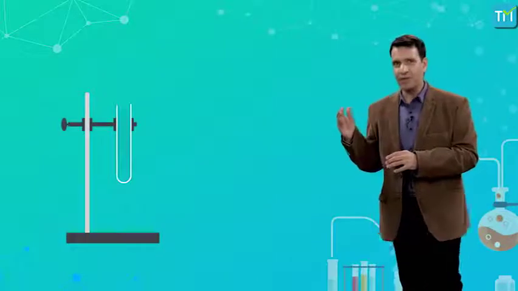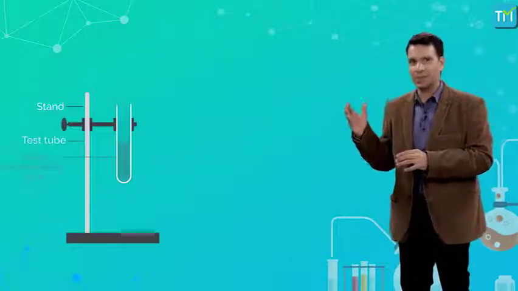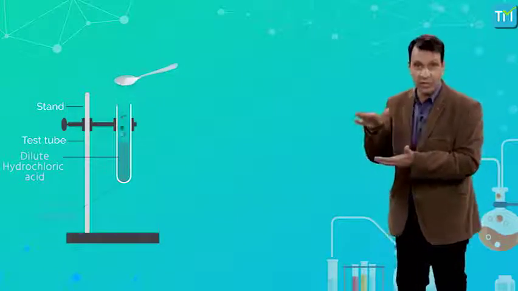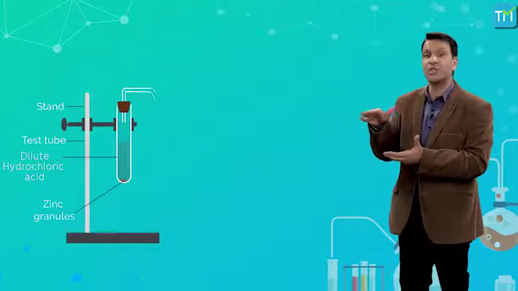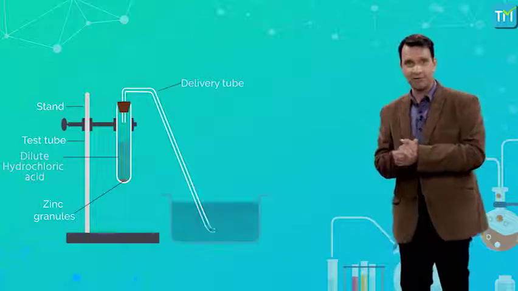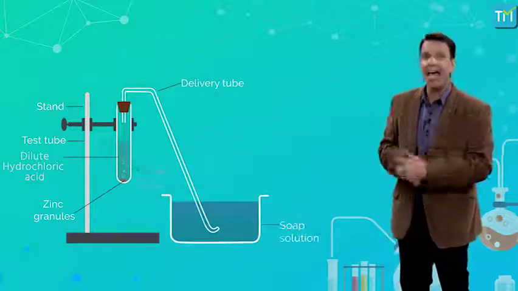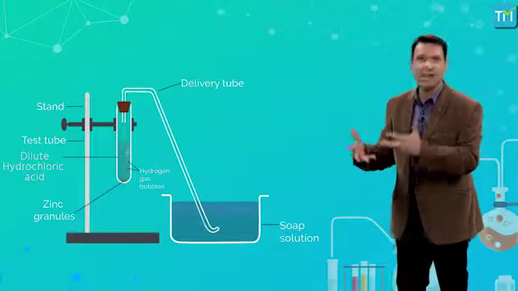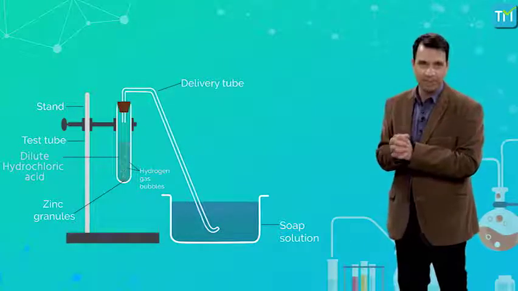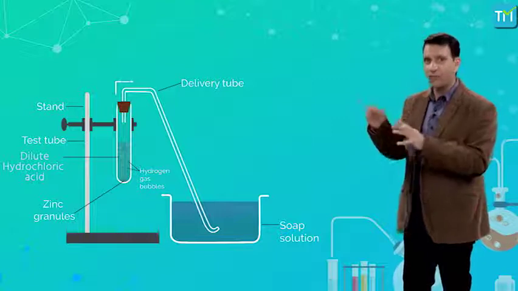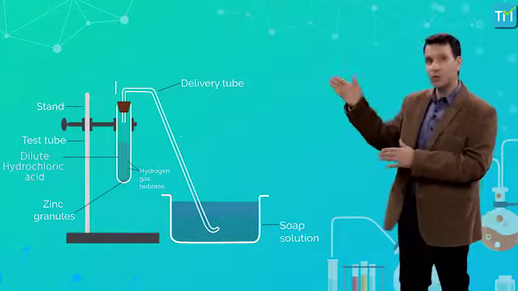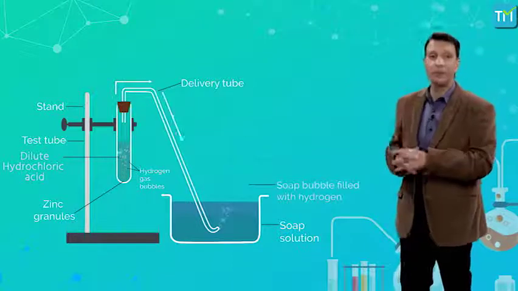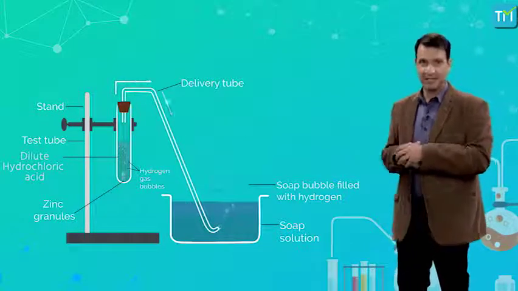Take 5 milliliter of hydrochloric acid in a test tube and add some zinc granules into it. Cork the test tube along with the delivery tube, which is dipped into a soap solution. What do we observe? As we can see, zinc granule fuses and bubbles are observed in the acid solution. These bubbles travel from the test tube to the soap solution through the delivery tube. We also notice formation of bubbles in the soap solution.